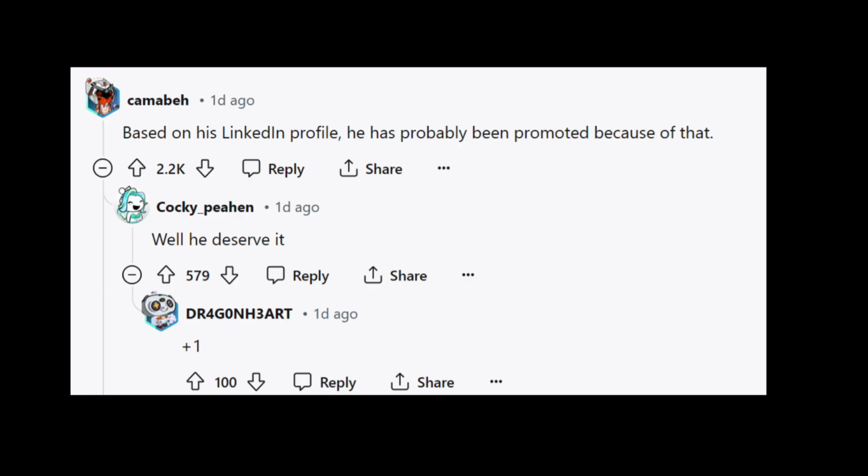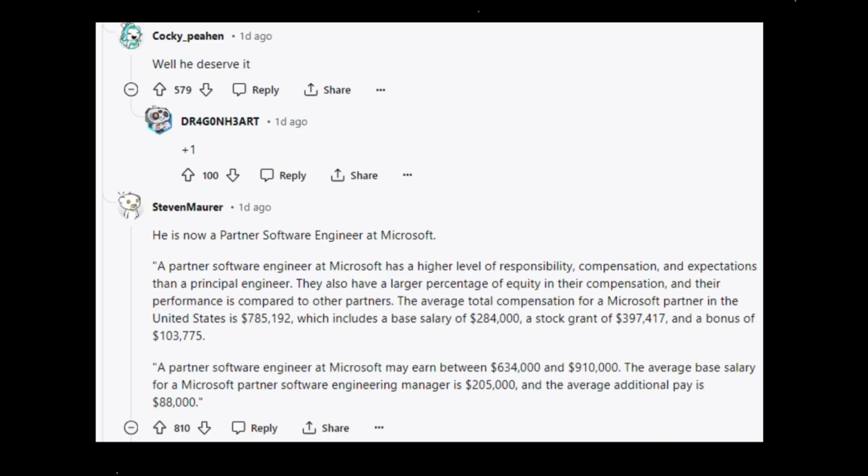Here the first comment: based on his LinkedIn profile, he has probably been promoted because of that. His response: well, I deserve it, clearly expresses agreement with the first comment. Another person replied, he is now a partner software engineer at Microsoft. A partner software engineer at Microsoft has a higher level of responsibility, compensation, and expectations than a principal engineer. They also have a larger percentage of equity in their compensation, and their performance is compared to other partners.